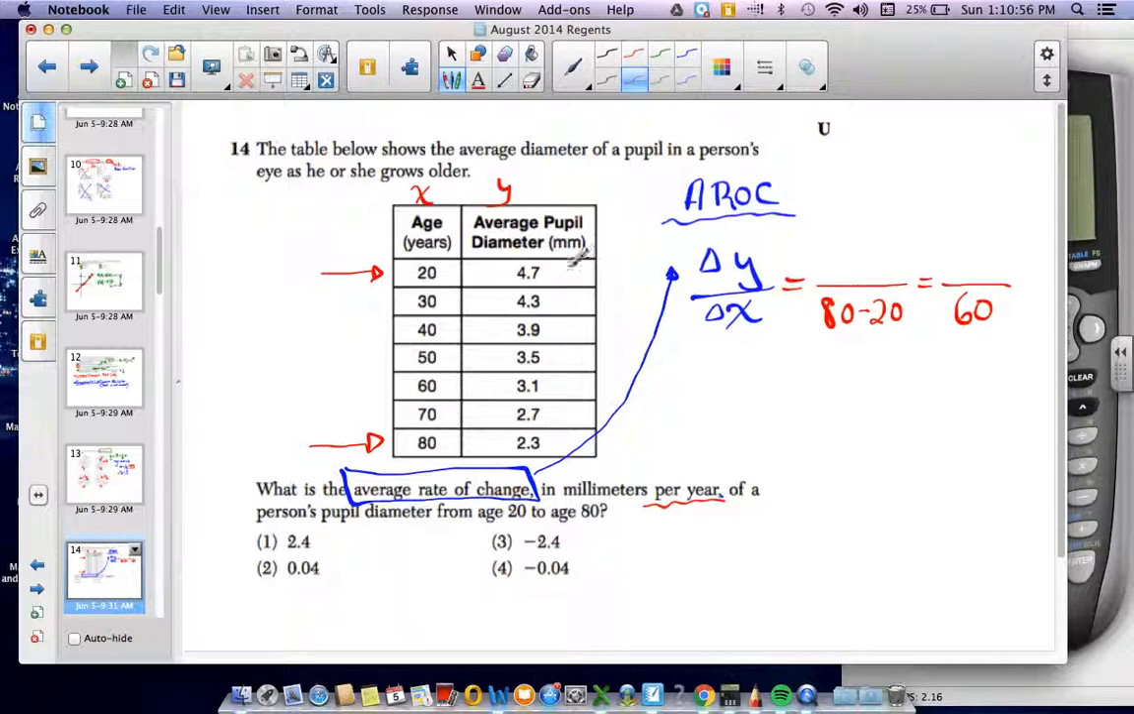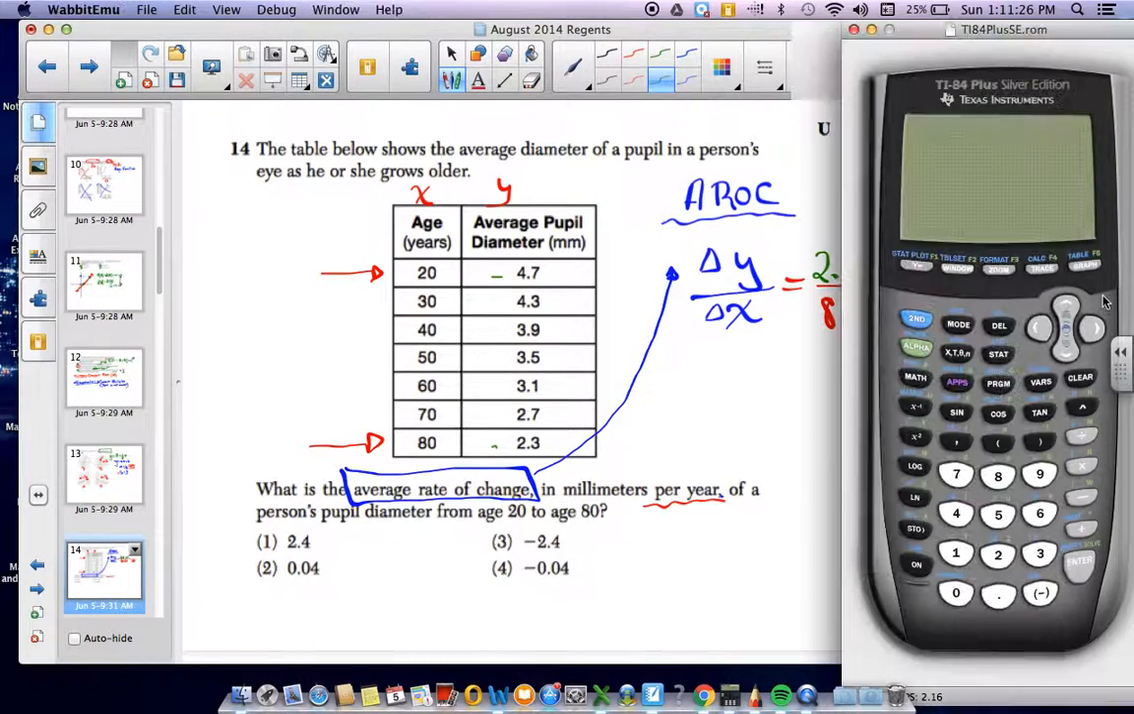So now we want to correspond. We started with 80 when we found the change in our x values. So what pupil size corresponded to 80? 2.3. Notice how these correspond. If I look at what I set up, 2.3 should go with 80, and then with 20 I have 4.7. Okay, so up top I'm going to have 2.3 minus 4.7.